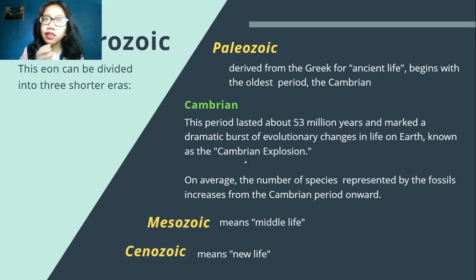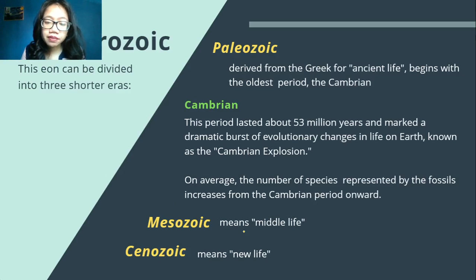So suddenly, from the normal bacteria and cyanobacteria that we had on our planet, life suddenly started to become more complicated and they covered our oceans. That's why it was called the Cambrian Explosion, because life pretty much exploded within our oceans. On average, the number of species represented by the fossils increases from the Cambrian period onward. So several life forms rose during the Cambrian, and that was a very exciting event because from single-celled organisms, you now have organisms with bones, teeth, and shells that can be recovered from our fossils. So that's a very important period in the Paleozoic era.